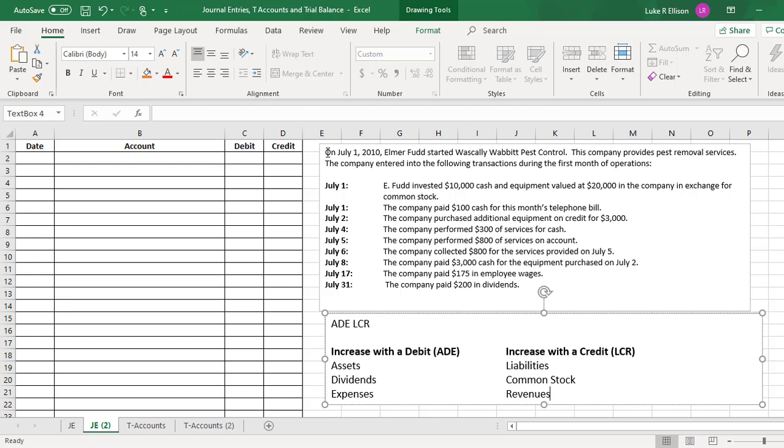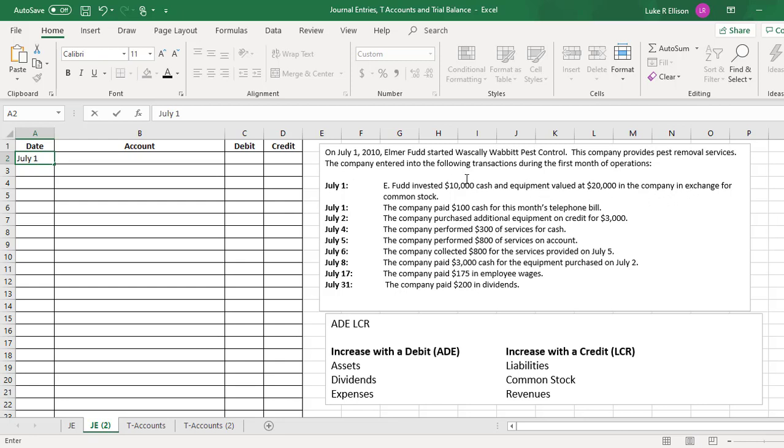Alright, so the problem says, on July 1st, 2010, Elmer Fudd started Wascally Wabbit Pest Control. The company provides pest removal services. The company entered into the following transactions during the first month of operations. So we've got on July 1st, we can put our date in the date column. E. Fudd invested $10,000 cash and equipment valued at $20,000 in the company in exchange for common stock.